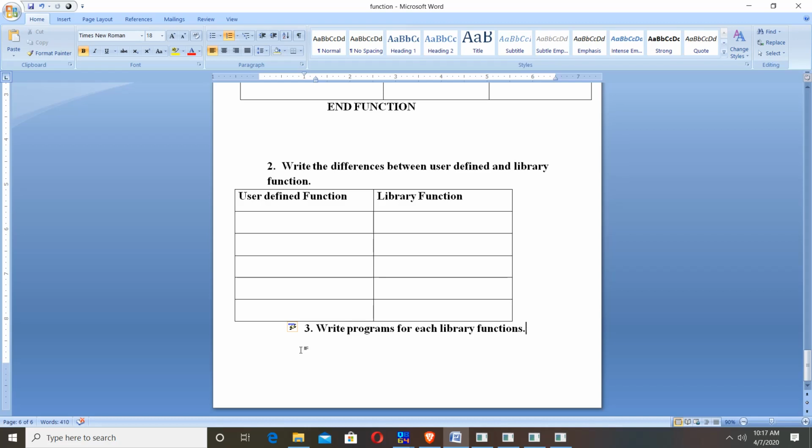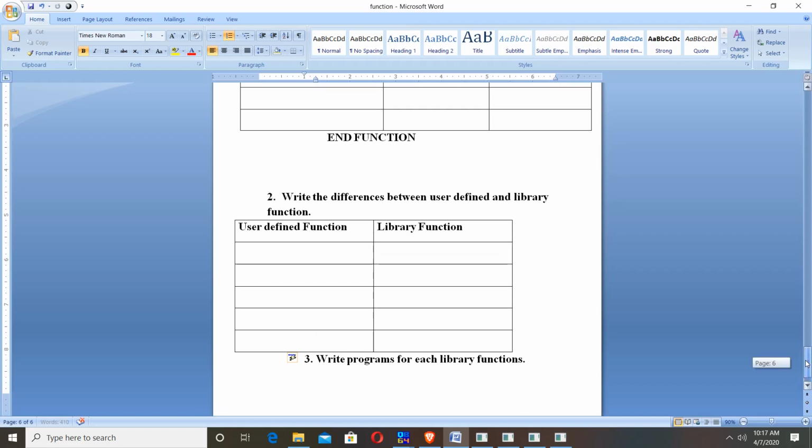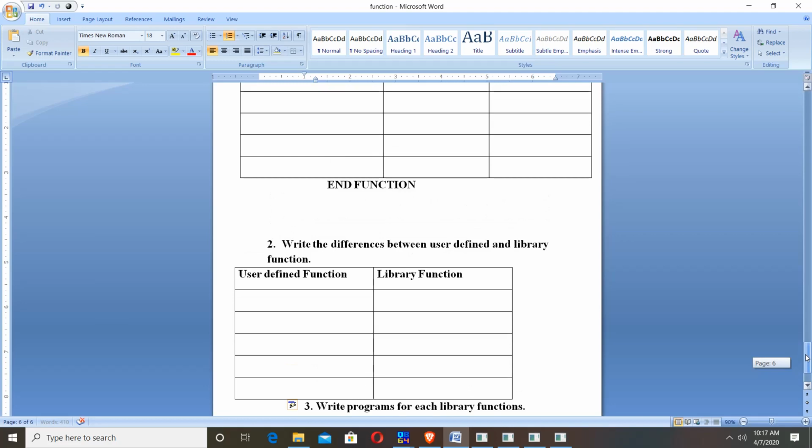Whatever library functions we have discussed, that I have shown you in program also. Now what you should do is you have to make a program for each of the library functions that we have used here.